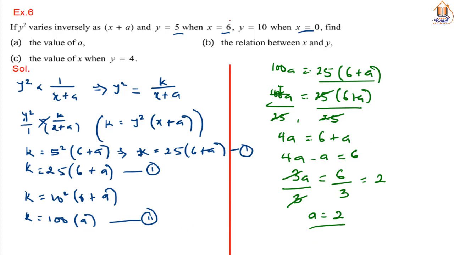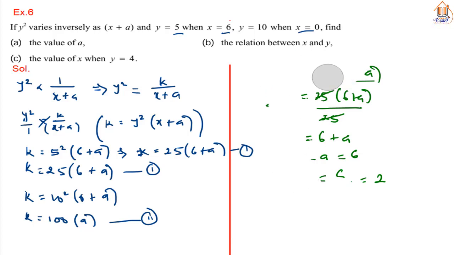Now let's go to the b part of the question. Let me clean this part.